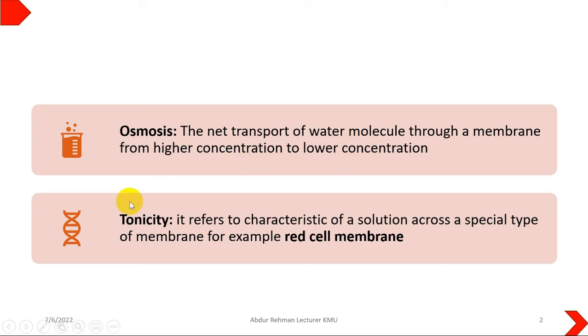And the second term is tonicity. Tonicity refers to the characteristic of a solution across a special type of membrane, for example, the red cell membrane. So our concern is about tonicity. Under this heading, we will study isotonic, hypertonic and hypotonic solutions. It is basically the study of how a solution will behave differently across a special type of membrane if the characteristics of the solutions are changed.